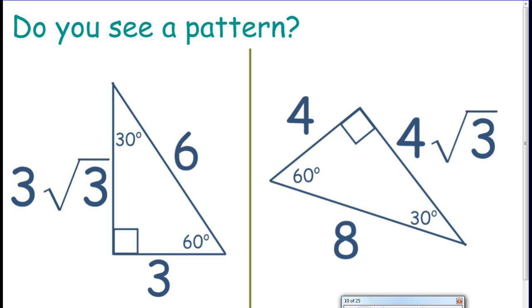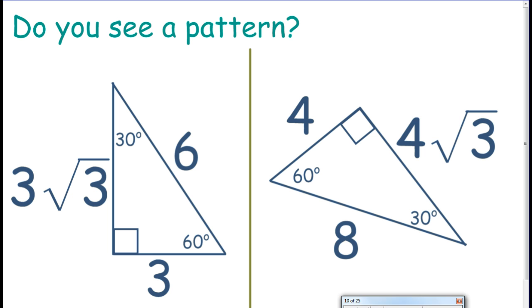What do you think the pattern is? What's the rule? Yesterday the rule was x root 2. You need to figure out what the rule is today. X, x root 3. Not x squared. 3 squared is not 6. 4 squared is not 8. X root 3. There you go.